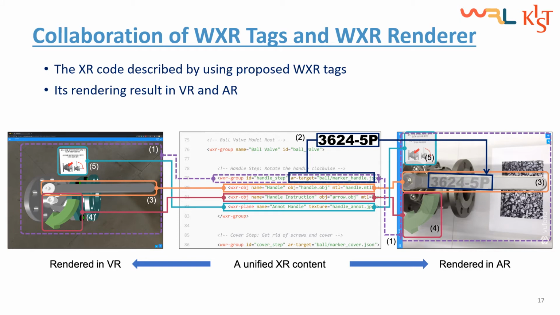With the XXL tag and the renderer coming together, we can make XR content independent of the user interaction environment. This image shows an XR content. The XXL tag in this example has the AR target attribute, which indicates feature information of a string image. In the AR environment, when the string image is recognized by the AR engine, the renderer renders the group tag and all nodes the group tag is having. In the VR environment, regardless of the string image recognition, all virtual objects are rendered.